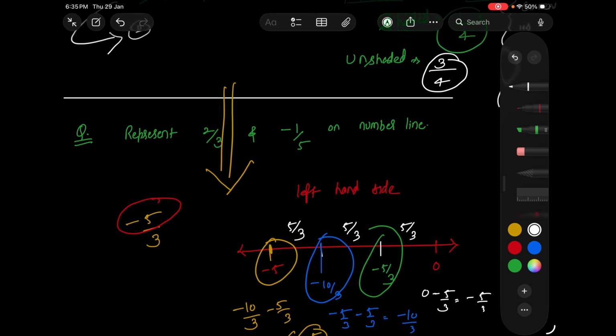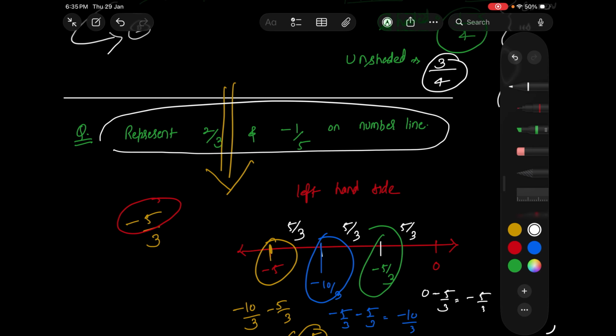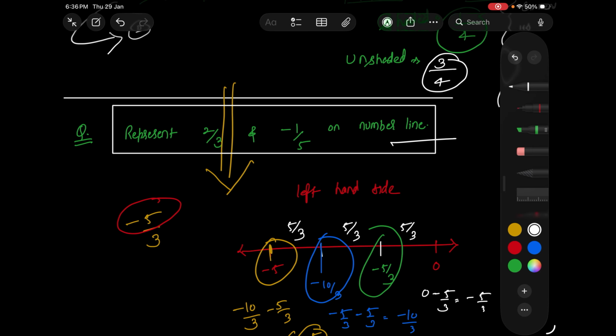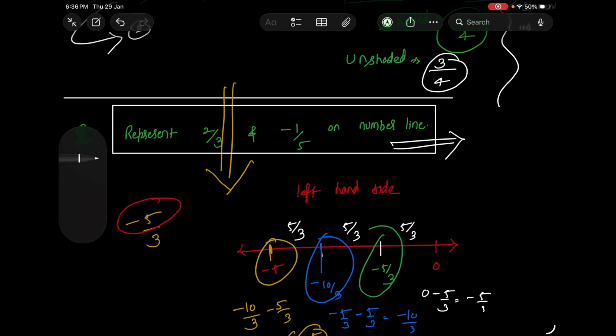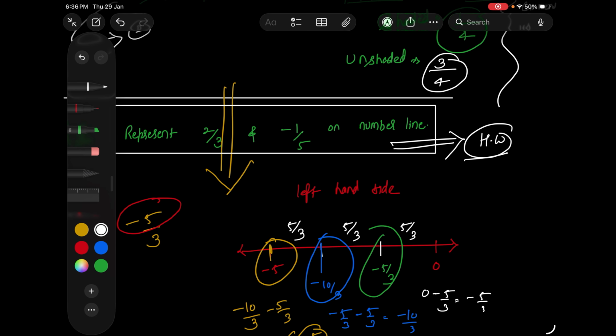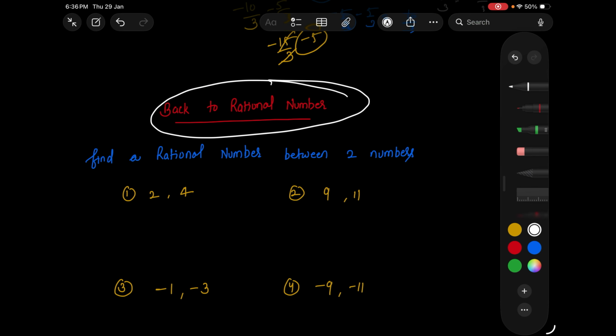Now we have to represent 2 upon 3 and minus 1 upon 5. Hope that you guys will be able to understand this question, and you solve this question as your homework. Back to rational numbers.